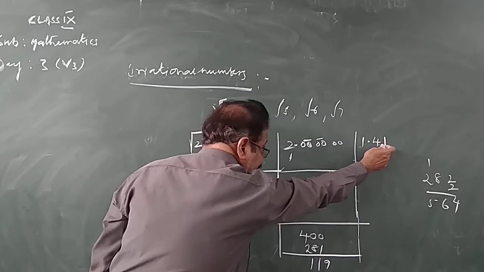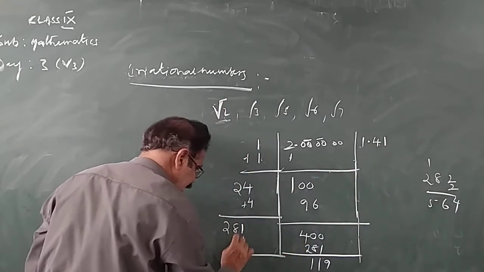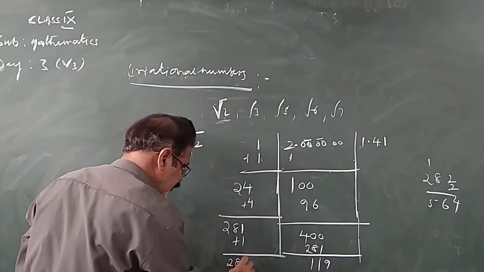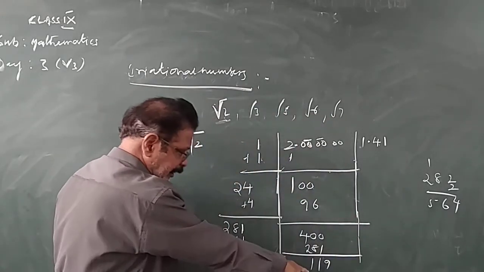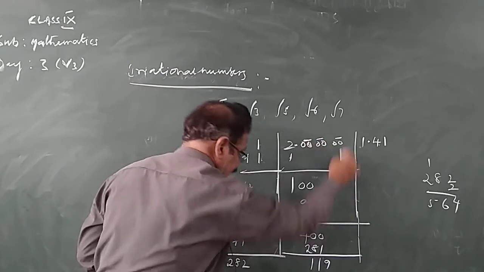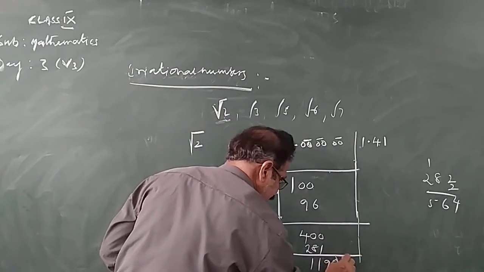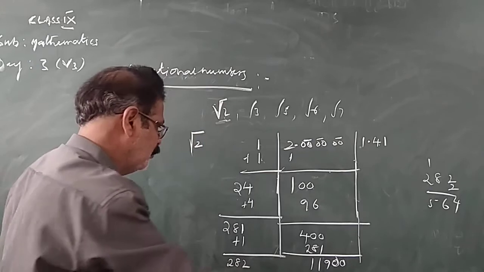Now the quotient digit is 1. Add it: 281 plus 1 is 282. Beside 282 is the remainder 119. Next, bring down the next pair of zeros. Now what does this become?